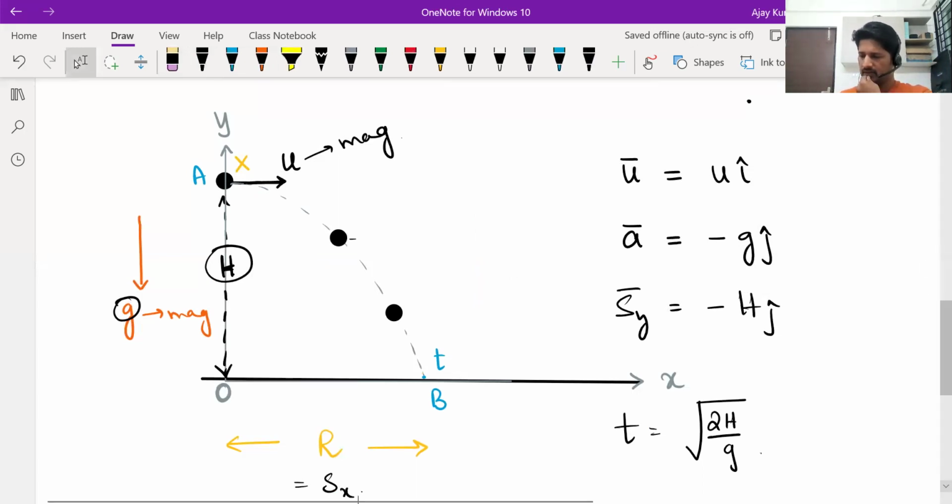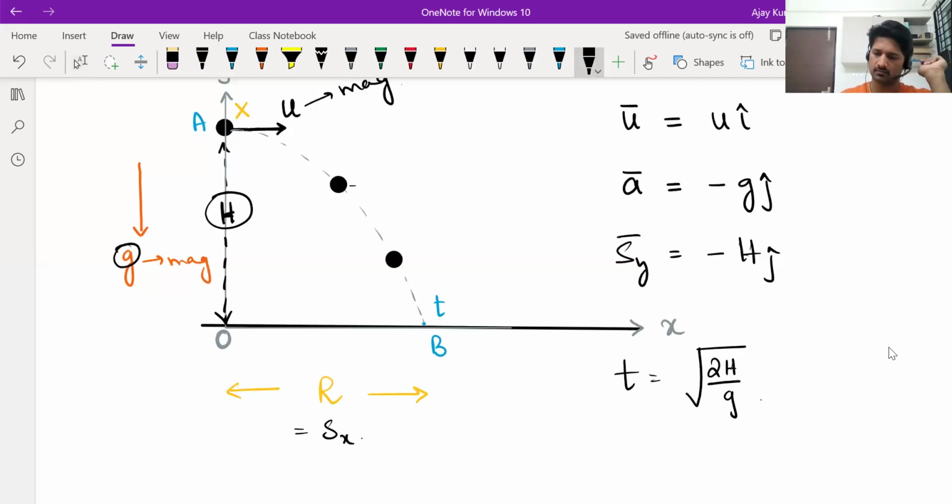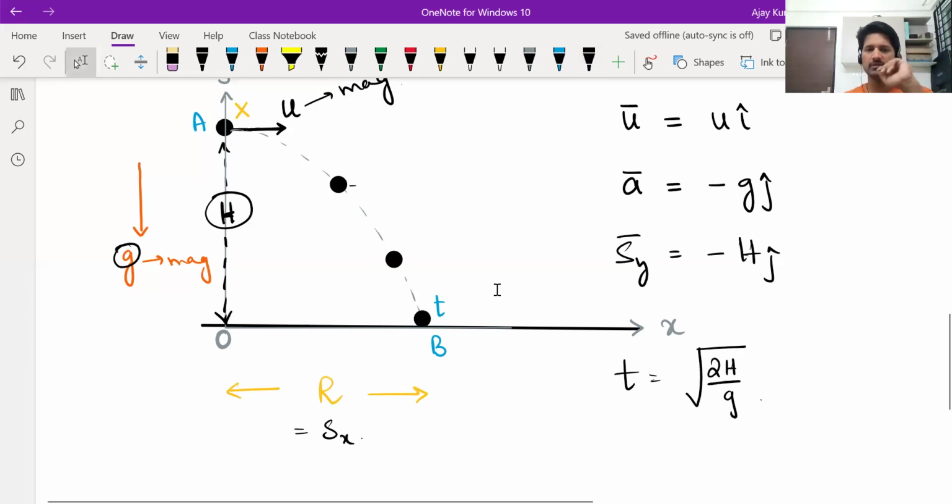Now you all observe what is given: initial velocity, acceleration, displacement in the y direction. We already found out time also. Tell me a way to derive displacement in the x direction. Tell me an equation for Sx. Sir, x is equal to ut.